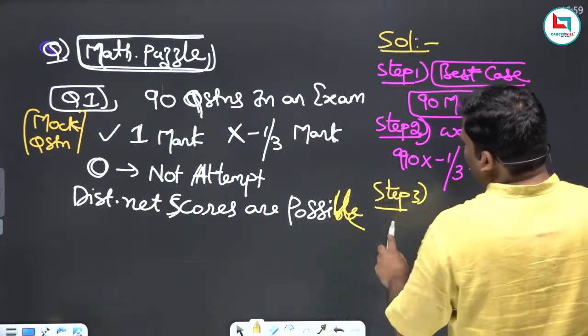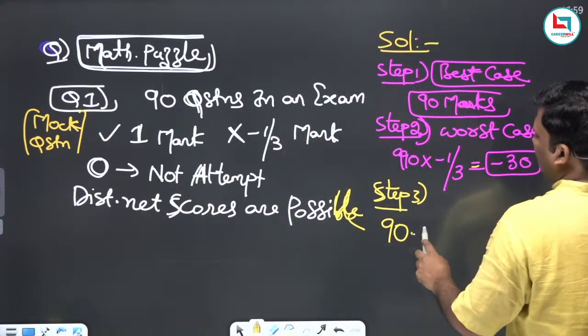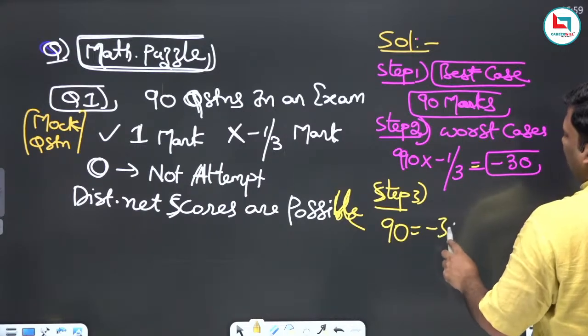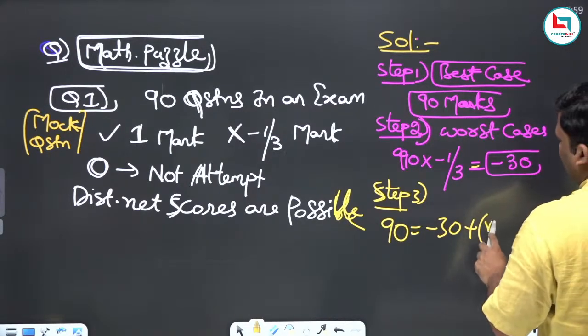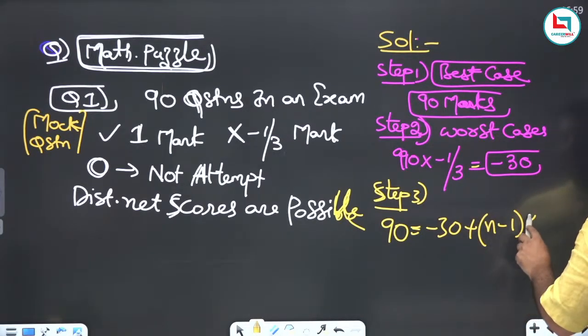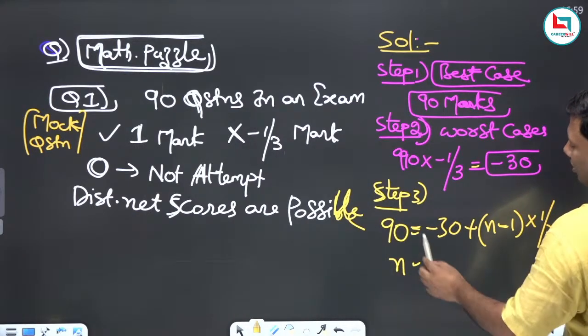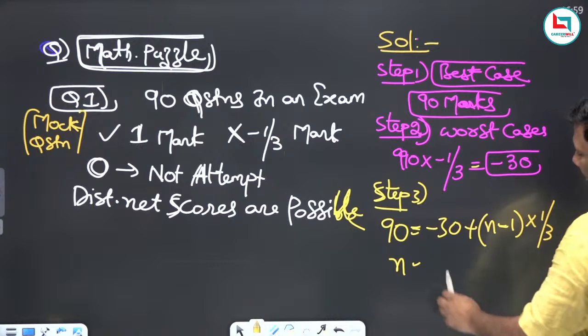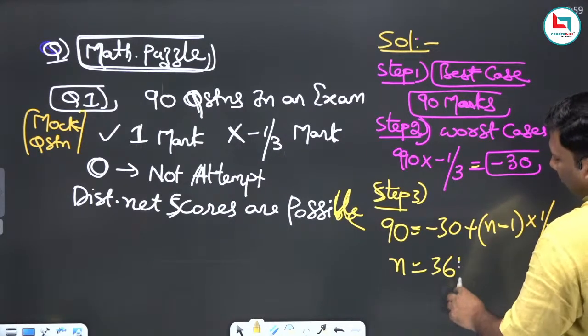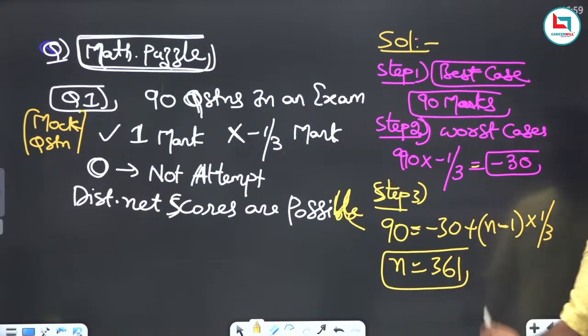Highest marks is 90. Lowest marks is minus 30. Plus n minus 1, common difference will be 1 by 3. That means 90 plus 30 is 120, times 3 is 360. Totally 361 scores are possible.